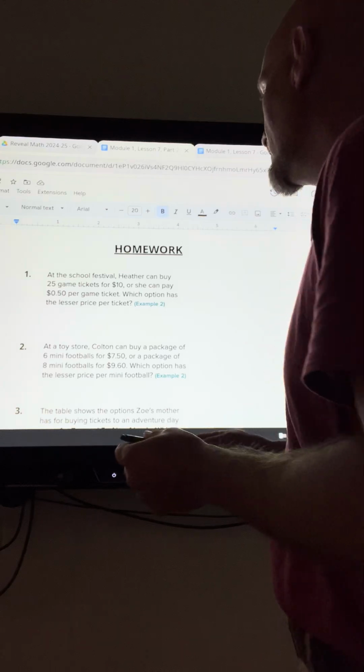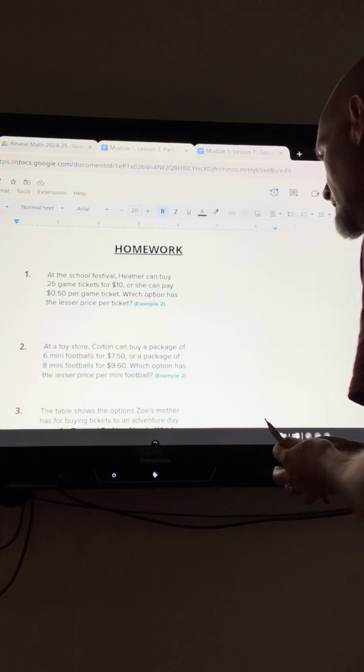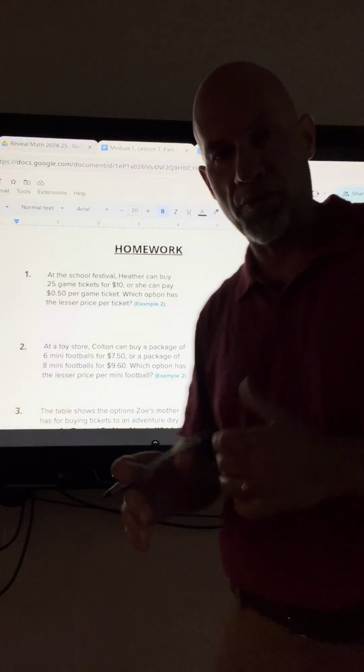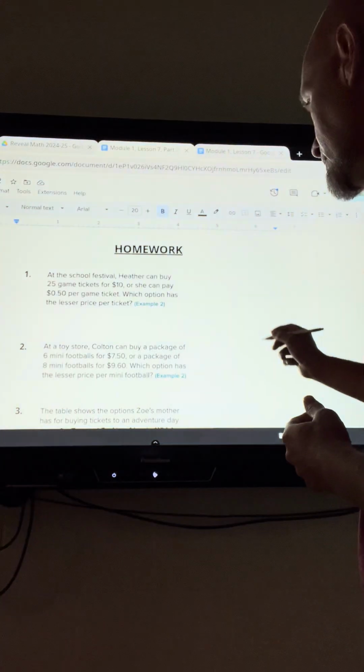At the school festival, Heather can buy 25 game tickets for $10, or she can pay 50 cents per game ticket. Which option has the lesser price? And we talked about more than one way to do these. We could do a table, all right?